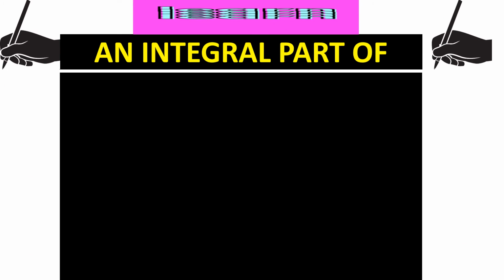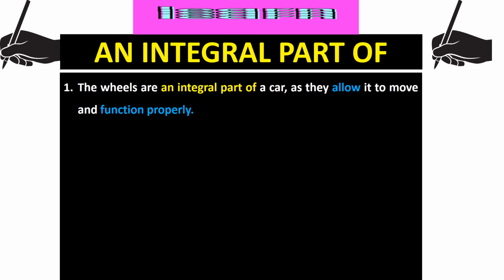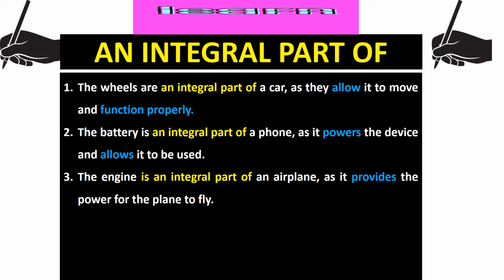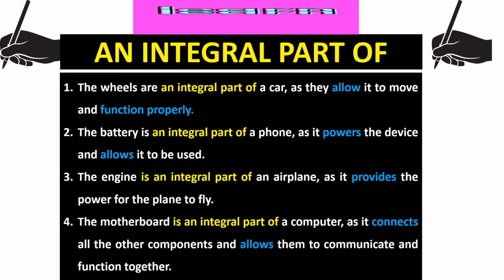The wheels are an integral part of a car, as they allow it to move and function properly. The battery is an integral part of a phone, as it powers the device and allows it to be used. The engine is an integral part of an airplane, as it provides the power for the plane to fly. The motherboard is an integral part of a computer, as it connects all the other components and allows them to communicate and function together.